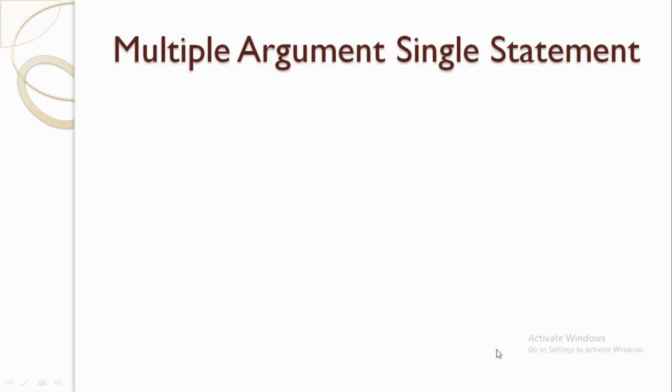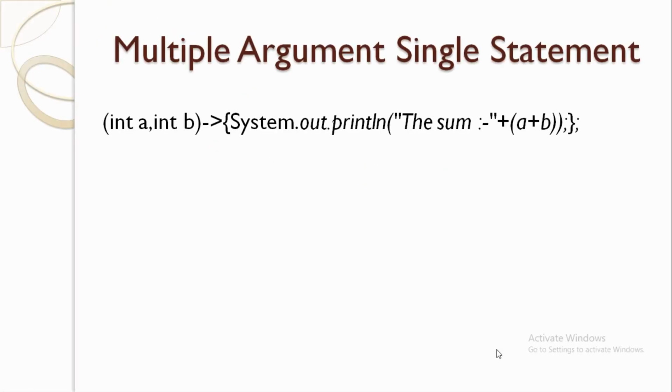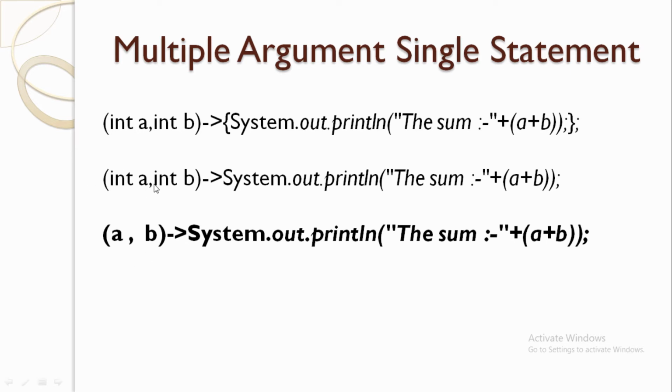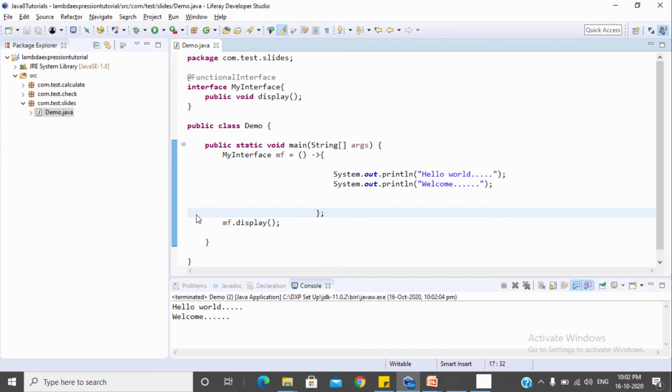So now we have multiple arguments and a single line statement. In this kind of case, we can write int a, int b, and then pass the line. And we know if there is only a single line, we can remove the curly braces. So this is the next statement. And we already know that if we have these kind of parameters, we can also remove the data type. So let's write this thing.